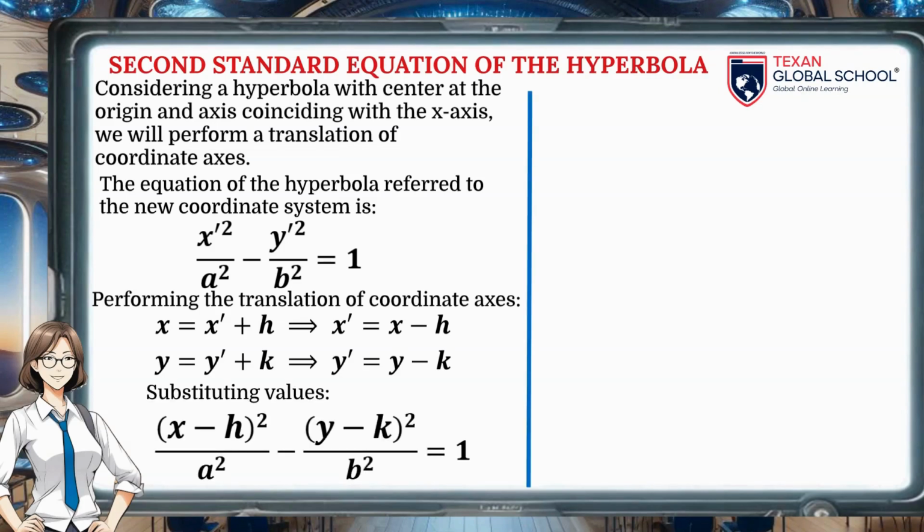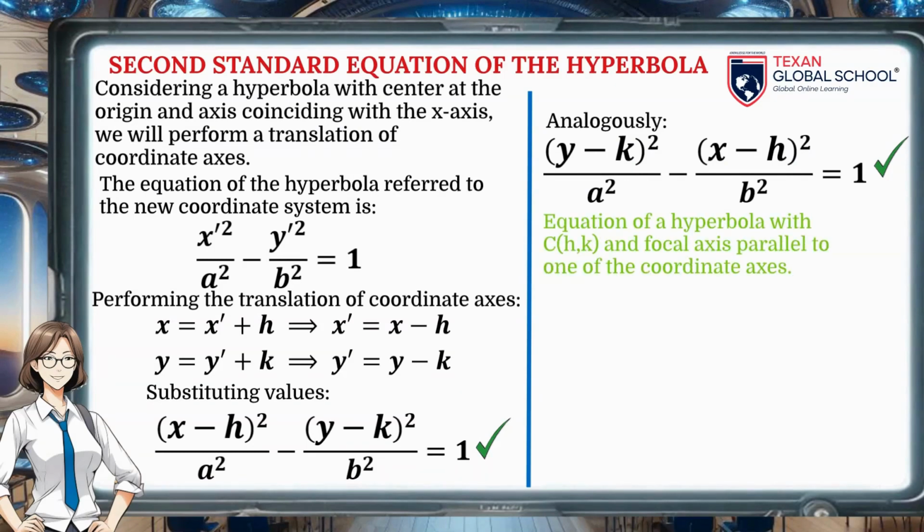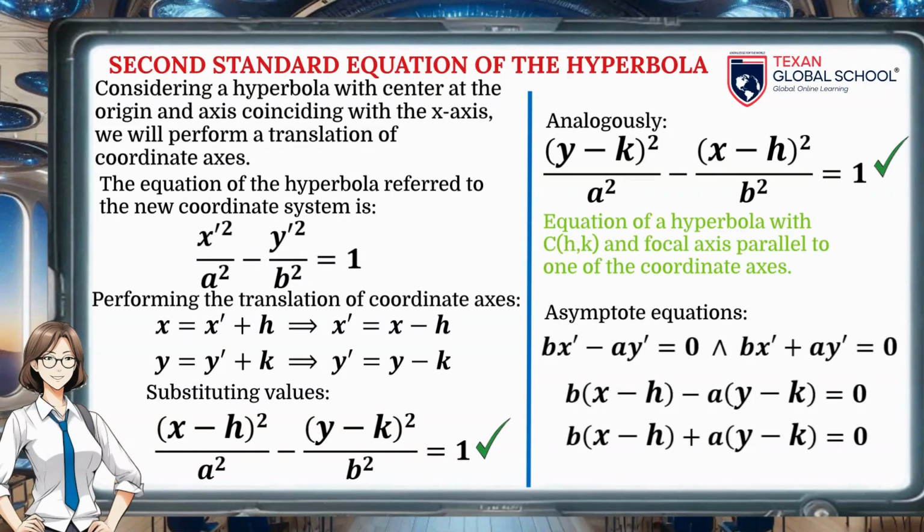Performing the translation of coordinate axes, substituting, results in the form of the equation of a hyperbola when its center is at the point h, k, and its focal axis parallel to one of the coordinate axes. This is the second standard equation of a hyperbola. Likewise, perform the translation to the equations of the asymptotes. The summary of the derived formulas is shown on the blackboard.